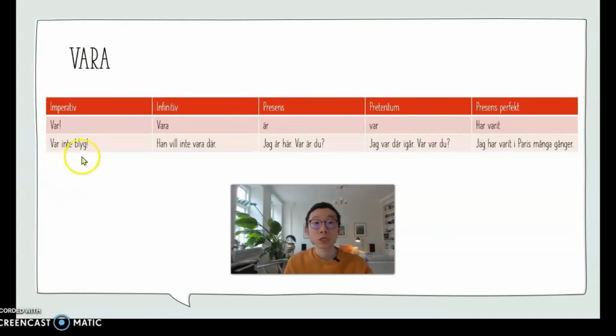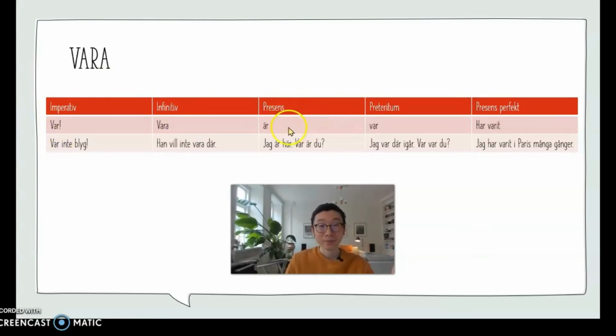Så var inte blyg. Var inte blyg betyder don't be shy. Var inte blyg. Infinitiv form är vara. Han vill inte vara där. He doesn't want to be there. To be. So vara. In English, infinitive form and imperative form are the same, but in Swedish it's not the same. Var is the imperative form, vara the infinitive form.